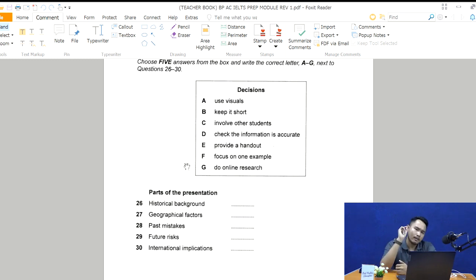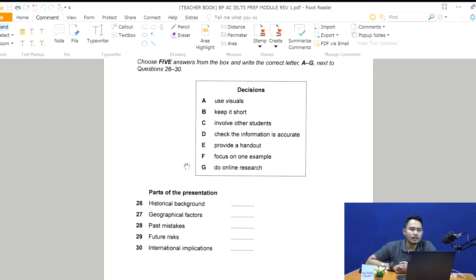Okay? Luckily enough, in IELTS, you may make notes on the question sheets. So you can put your notes there, and you could simply put a random letter there, maybe because it's your best guess, so it's fine. So use that really well within your process of answering the questions. Okay. Now the historical background here, what would it be? Is it keep it short, or involve other students, or check the information is accurate, or provide a handout, focus on one example, do online research? So if you're a student, then try to pick the best one for this.